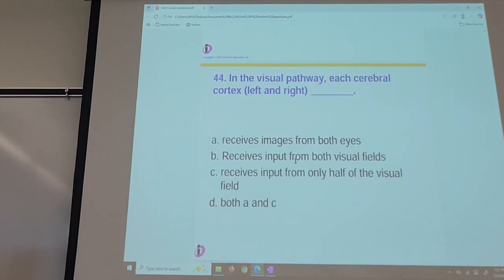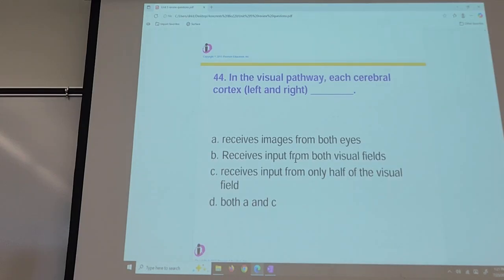In the visual pathway, each cerebral cortex. We're not talking about the retina. We're not talking about the optic nerve. We're talking about the cerebral cortex. D. B. D. Ooh, this is a good one. It's a good one. Okay.